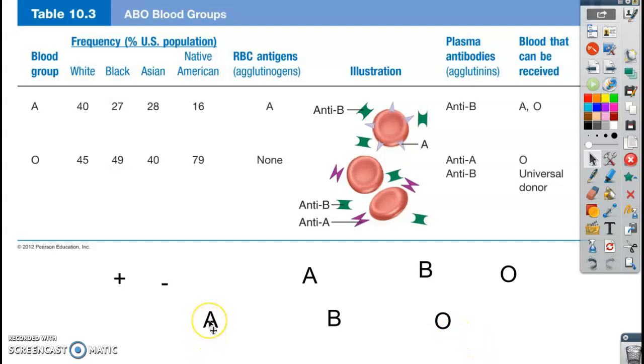Now, when you inherit these from your parents, you get two letters. So if you had A, and you got an A from your other parent, you would be type AA. Since both of your letters are A, your red blood cells would have the A antigens on them, so you'd have type A blood. But let's say one of your parents gave you an O. Well, A is dominant to O, so you would still have type A blood. But you could possibly give O to your offspring and have offspring that has a different blood type. So A is dominant to O.